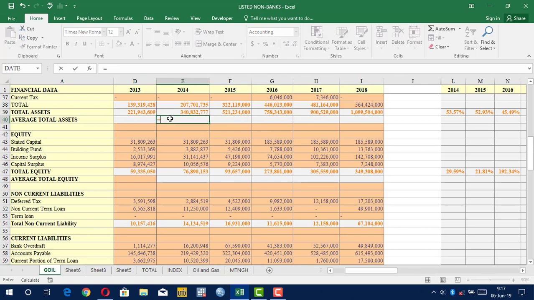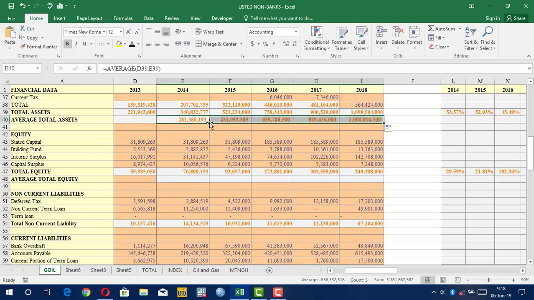So it is the previous closing total assets plus the current closing total assets divided by 2. So in basic terms, you can use 2013 plus 2014 divided by 2. Or Excel can also help you with average. Just type average as a function in Excel and drag the two figures, you have the same thing. So let's use average here, then you drag.